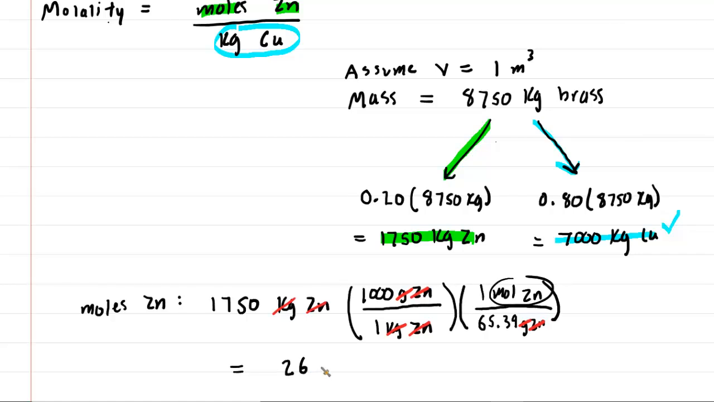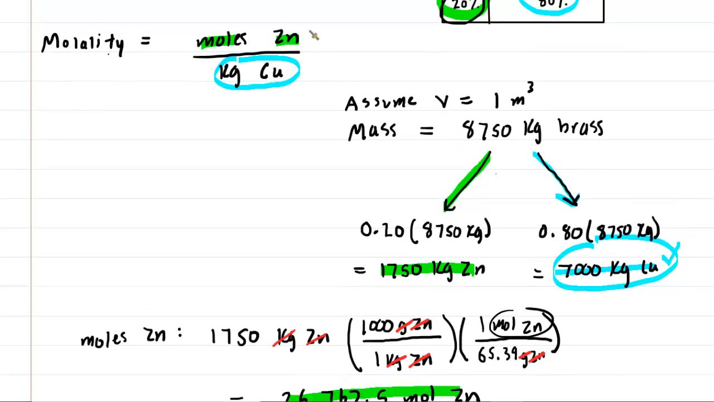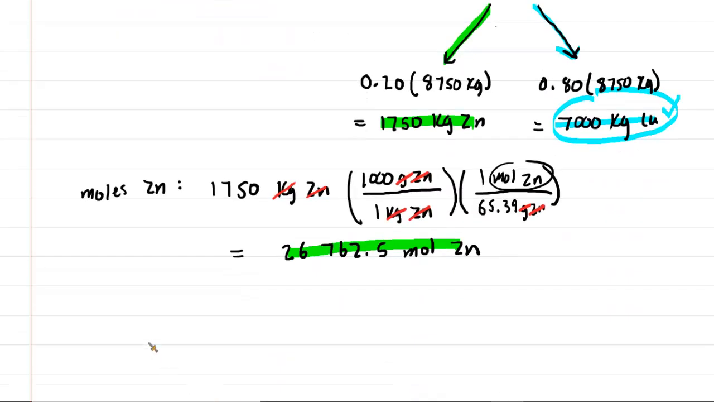It's 26,762.5, roughly, and this would be moles of zinc. Okay, so let's think about what we've got. We've got the moles of zinc right here. That was the moles of our solute. And then we also had the kilograms of copper, which was the kilograms of solvent. And if we scroll back up to the equation, those were the two things that we needed to get the molality of the zinc.